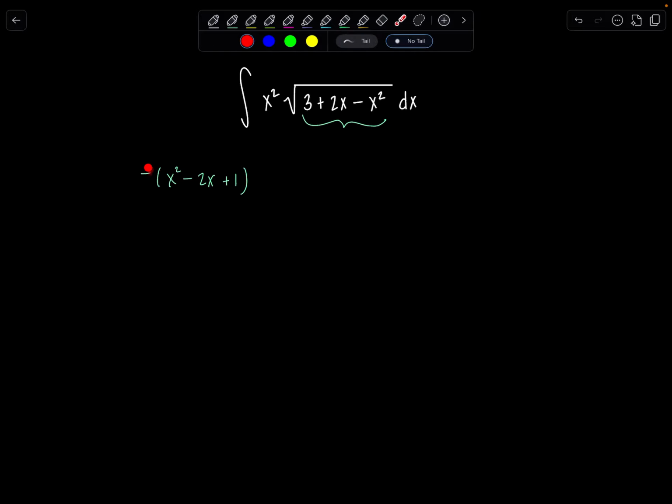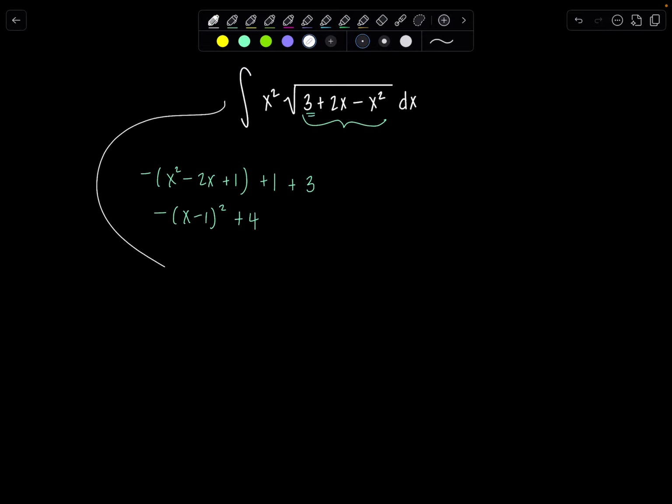But I just went ahead and really added an extra negative 1. So to undo that, let me put a positive 1. And then don't forget there's that little 3 that's sitting underneath the radical. So if I clean everything up, this is negative quantity x minus 1 squared plus 4. Perfect. So let's rewrite everything now. We have x squared times the square root. I'm going to write it as 4 minus x minus 1 quantity squared dx.